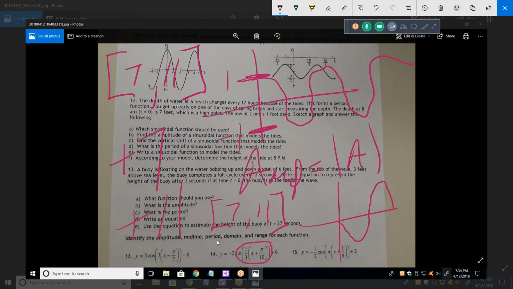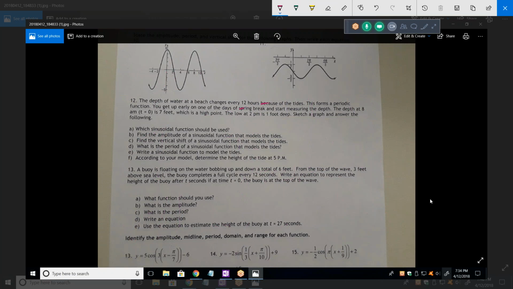Okay. And we're going to do the same thing for this last one. Amplitude: 1/2. Midline: 2. Period: 2. Domain: negative infinity to infinity. And range.